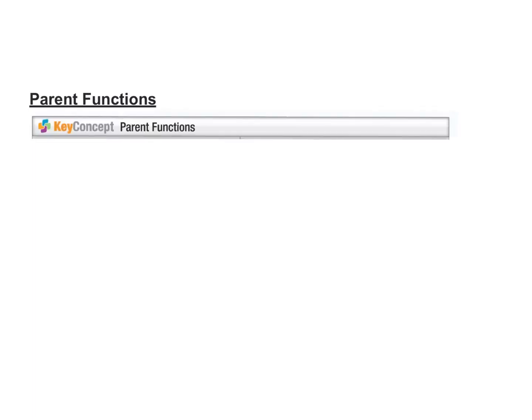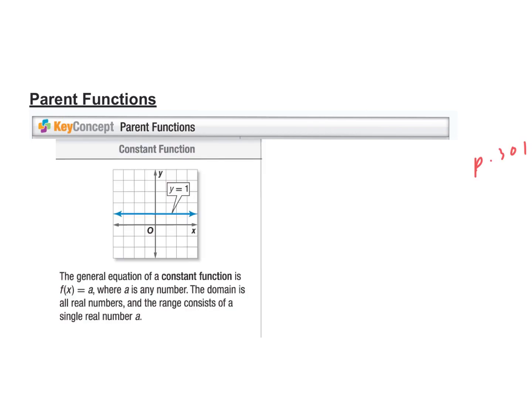So this section is all going to be about, here are the parent functions, we're going to do some things to it, and we're going to get a new function. You're going to graph it, and based off of the numbers in the equation, you're going to be able to tell, yeah, this makes sense. It should have moved over, or up, or flipped, or stretched. Okay, we're going to go through all those. And the first thing we need to do is talk about what the parent functions are.